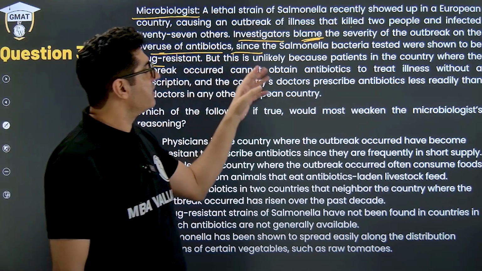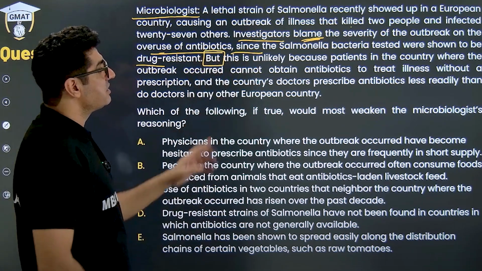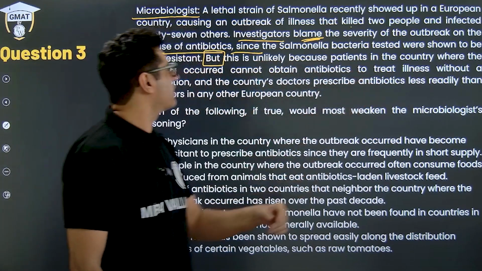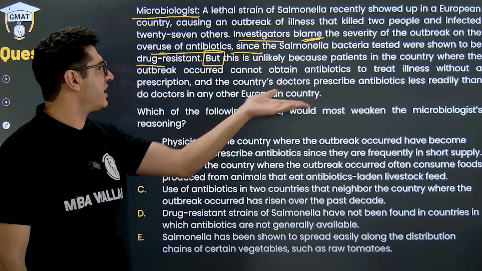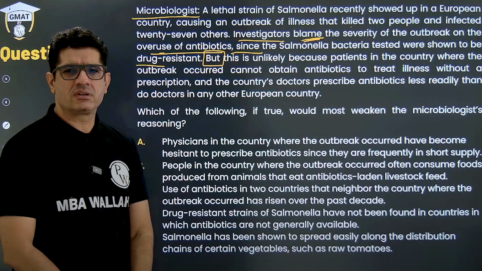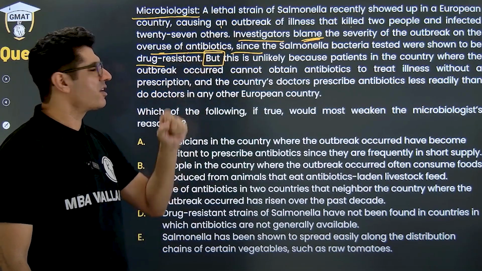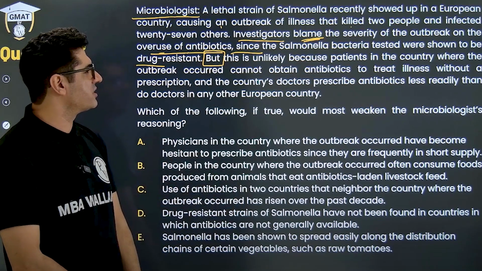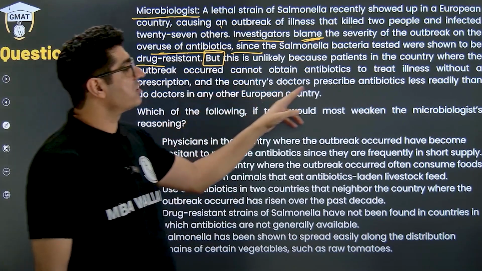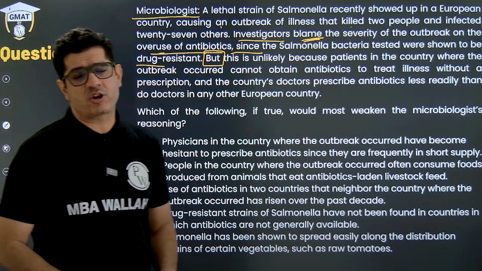But this is unlikely. Now comes the author, okay? Now comes the counter argument. But this is unlikely because patients in the country where the outbreak occurred cannot obtain antibiotics to treat illness without a prescription. So when they say that it is caused by overuse of antibiotics, they are wrong, because in this country you cannot get antibiotics without prescription, and the country's doctors prescribe antibiotics less readily than do doctors in any other European country.